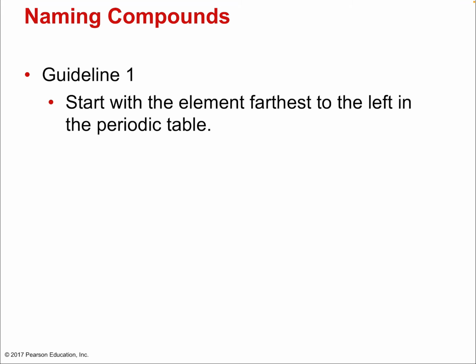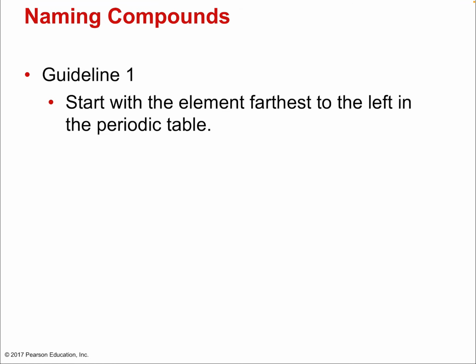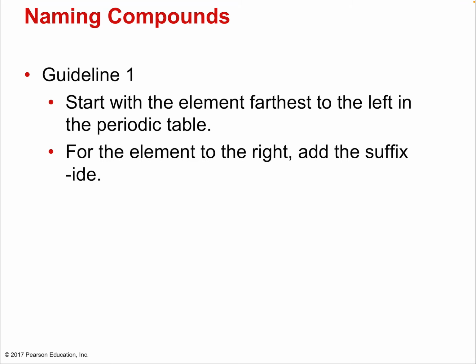And if you were an astute viewer, you probably wondered why hydrogen came second for ammonia, but hydrogen came first for water. Is that an arbitrary choice? No, it's following the guideline. Start with the element furthest to the left in the periodic table, so that's going to be in the group that has the lowest number, because remember, groups are the columns, periods are the rows. For the element to the right, add the suffix "ide". We'll show examples of this.